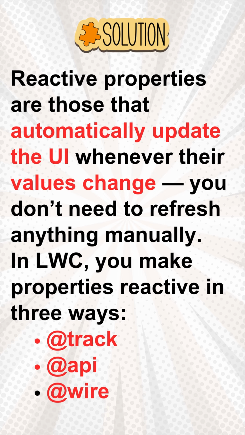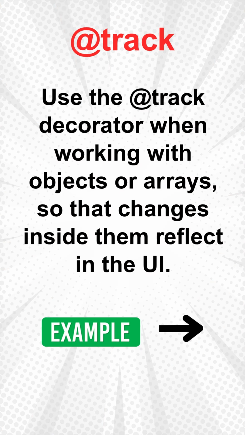Basically, we do it through three decorators: @track, @api, and @wire. Let's see how it works with the help of examples. Starting with @track, it is used for private reactive properties, mainly for objects or arrays.